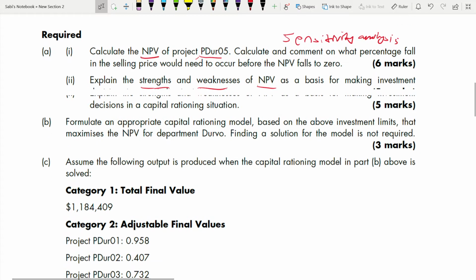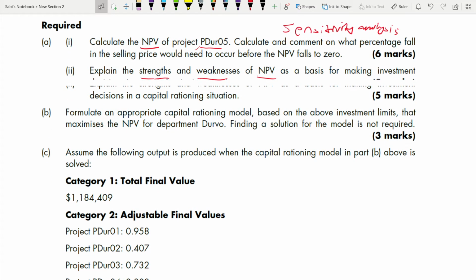So now let's go to part B. Part B is asking to formulate an appropriate capital rationing model based on the above investment limits that maximizes net present value for department Dhruvo. Finding a solution for the model is not required. You never have to find a solution. The good thing is you just have to set up the equation. It's known as linear programming. So formulating an appropriate model means they are talking about linear programming.